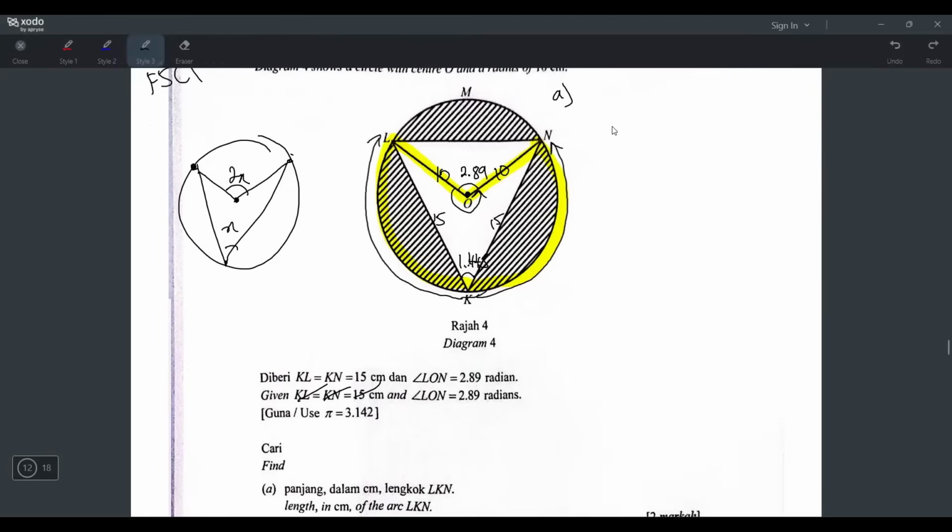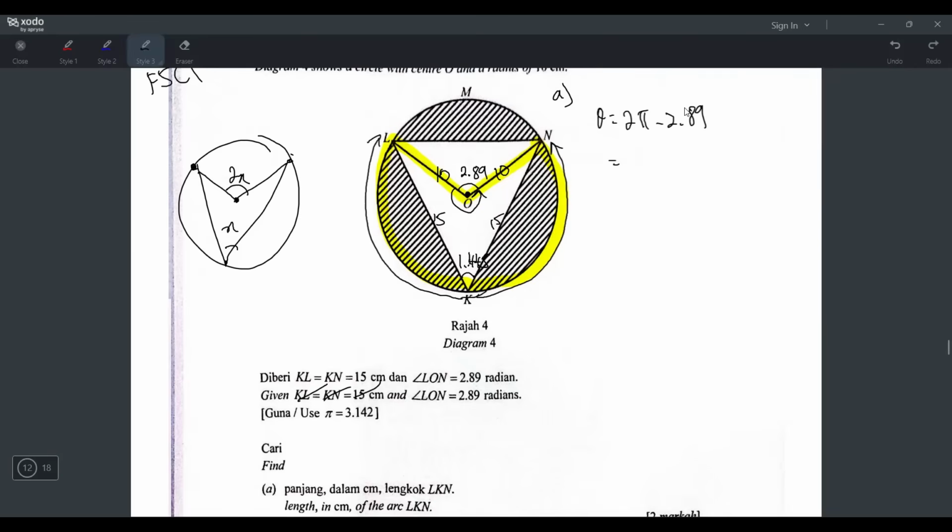So I think I will use the formula r theta, but the radius is 10, I know that. But the theta cannot be 2.89, it has to be here. So let's find the theta now. I'll just call it theta. Theta equals 2 pi minus 2.89. Because it's in radian, so you take 2 pi minus 2.89.